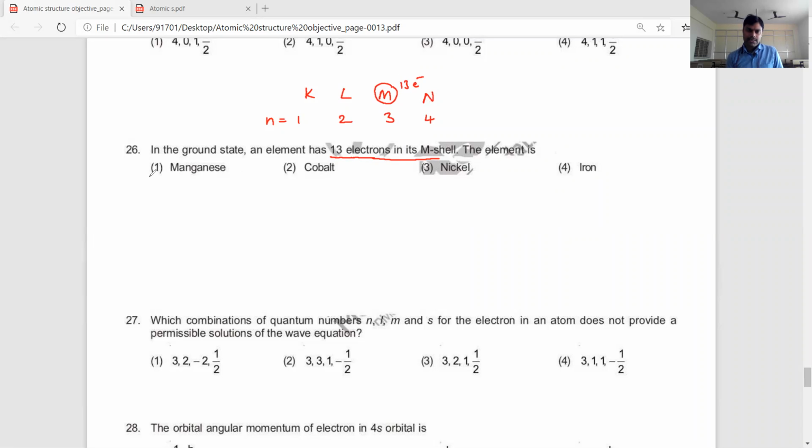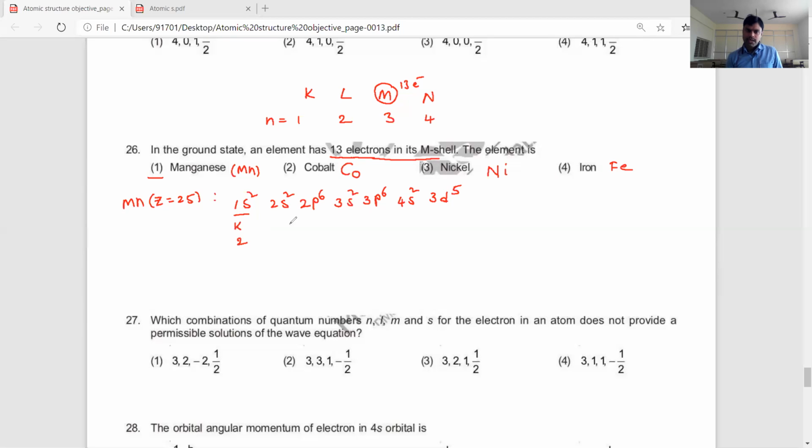First one, let's see, manganese. Manganese symbol is Mn. Cobalt symbol is capital C small o. Nickel Ni. Iron Fe. Mn manganese, atomic number Z is equal to 25. Its electronic configuration is 1s2, 2s2, 2p6, 3s2, 3p6, 4s2, 3d5.